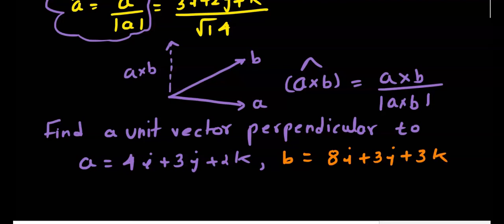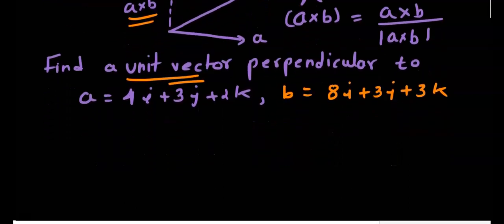Okay, so these are two vectors and you need to find a unit vector perpendicular to this. So if there are two vectors, their unit vector will be in this direction. That will indirectly give you the cross product. So let's find the cross product first here.